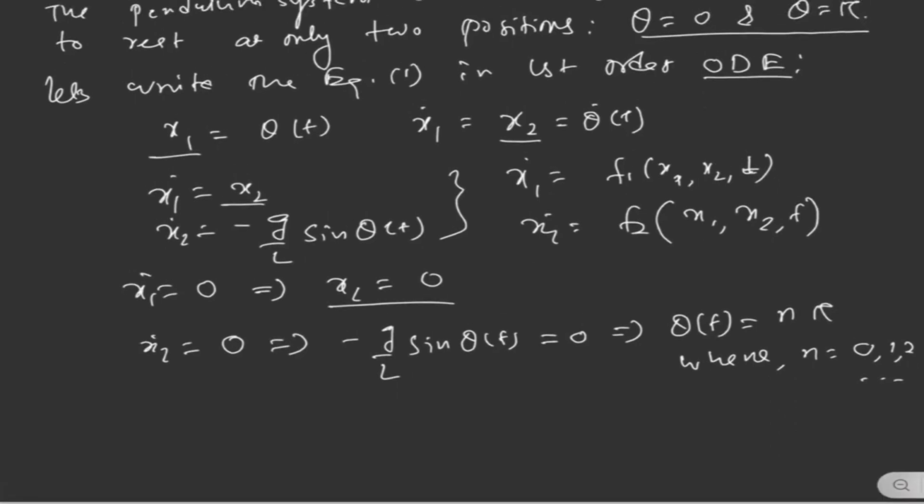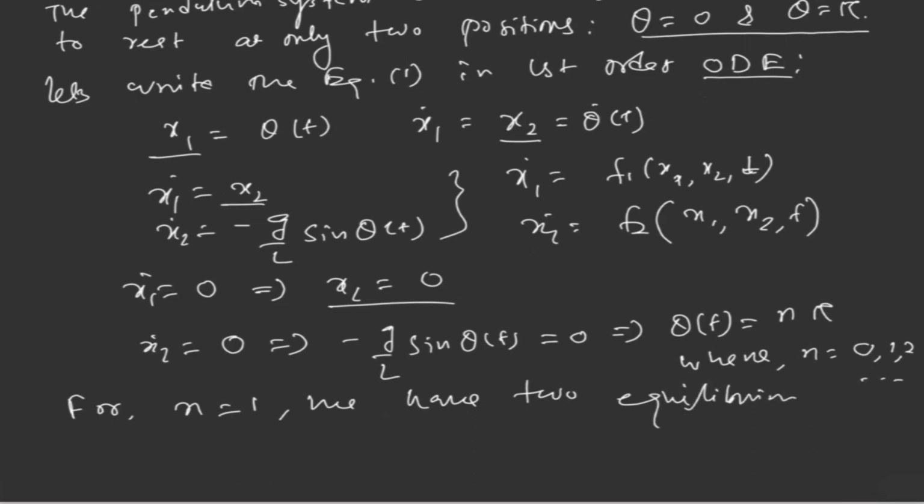Now for n equal to 1, we have two equilibrium points, which are (0, 0) and (pi, 0). Because here, for n equal to 1, we have x1 equal to pi, and for n equal to 0, we also have (0, 0). So we have two equilibrium points.